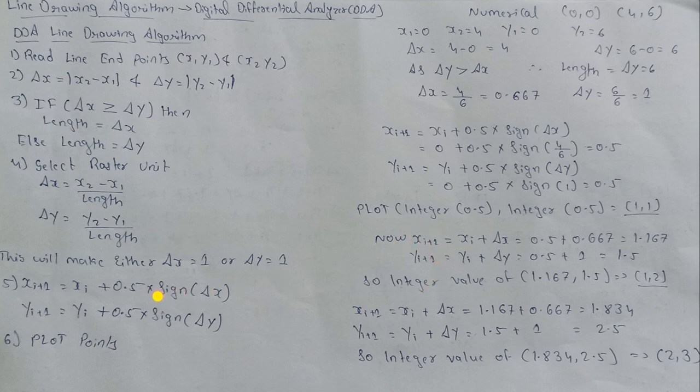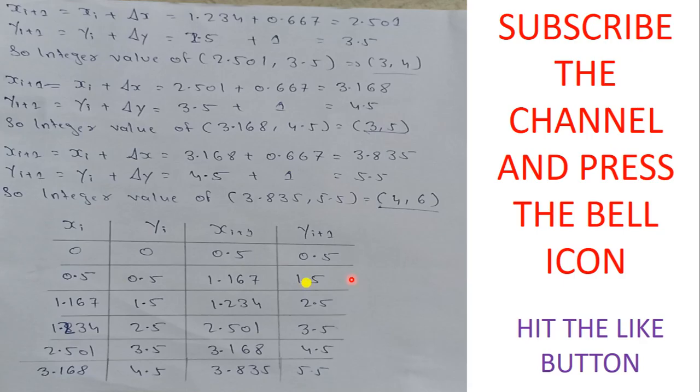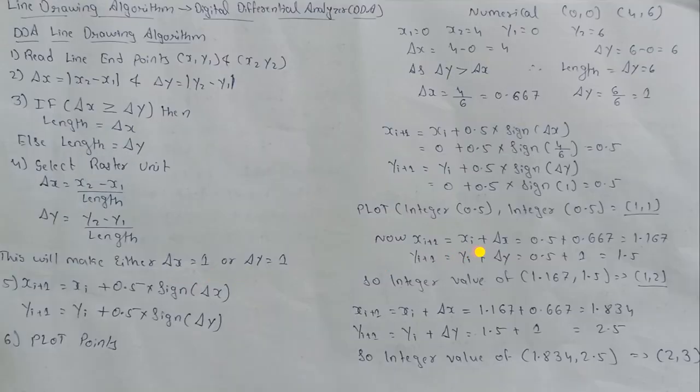So xi plus 1: just now I told you I have removed the 0.5 and sine, so it is xi plus delta x. To find the next points, I have to take the previous points as the current points. So I have taken xi plus 1 and put this value in the xi value, and this yi plus 1 value I have put in the yi value. So xi plus delta x, yi plus delta y, as the formula says.